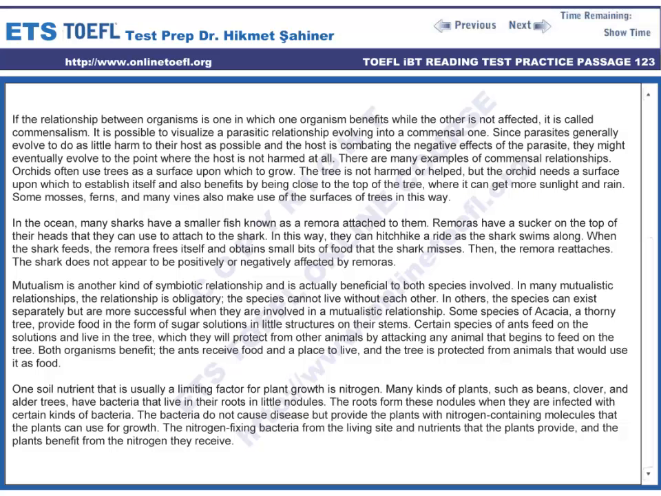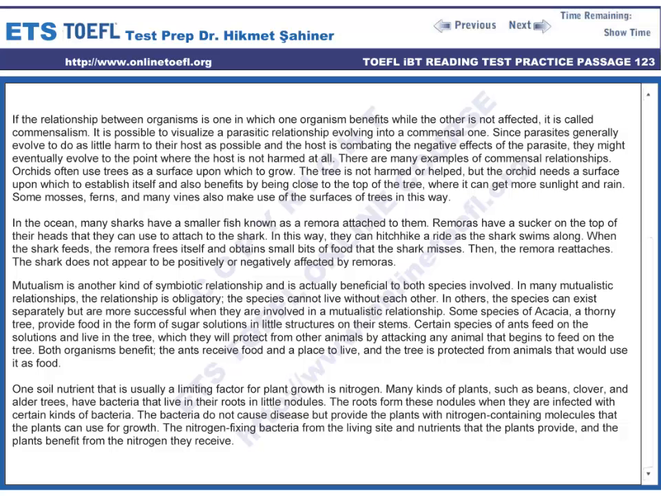Mutualism is another kind of symbiotic relationship, and is actually beneficial to both species involved. In many mutualistic relationships, the relationship is obligatory, the species cannot live without each other. In others, the species can exist separately but are more successful when they are involved in a mutualistic relationship.